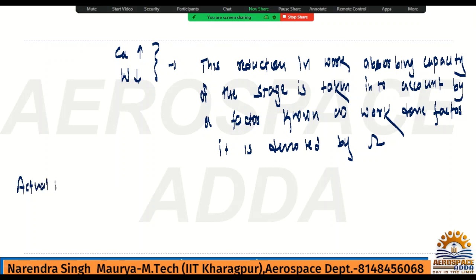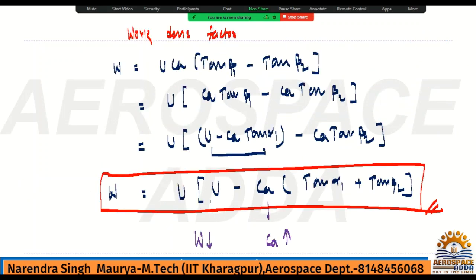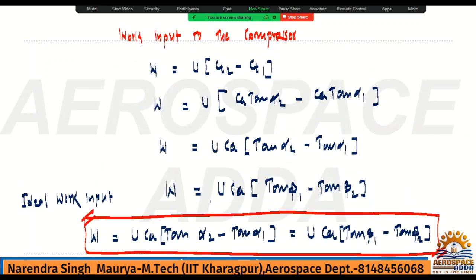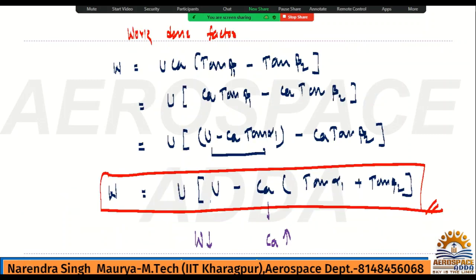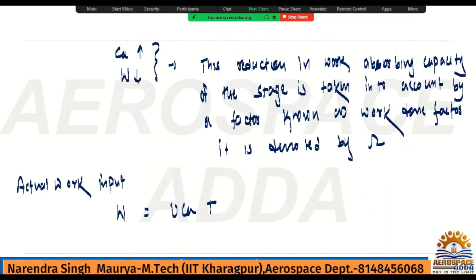Now our actual work input, or real work input. So this work, what is given by the Euler's work, is what we use. This formula you have, right? It is, check this one, tan alpha 2 minus tan alpha 1, or in terms of beta 1, tan alpha 2 minus tan alpha 1, or this work.